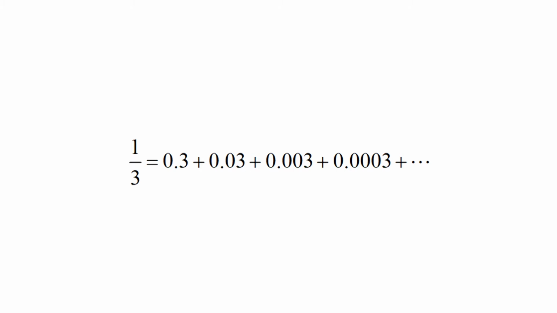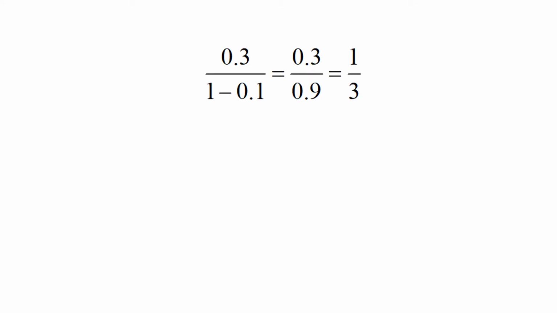The series on the right hand side is a geometric series with a equal to 0.3 and r equal to 0.1. Here absolute value of r is less than 1, hence the series is convergent and its sum is given by 0.3 upon 1 minus 0.1, which is equal to 0.3 upon 0.9, which is equal to 1 upon 3 as we expected. Now, let us try to answer Zeno's paradox.